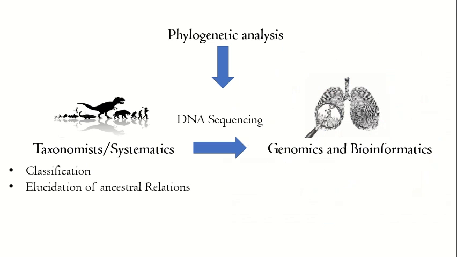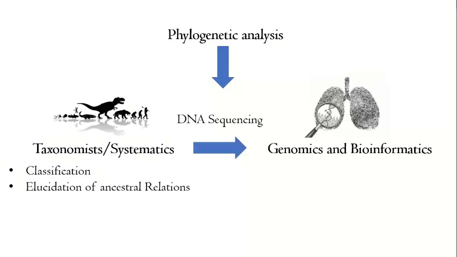Phylogenetic analysis was once a tool used by taxonomists, or as they are now called, systematists, for the classification and elucidation of ancestral relationships among organisms. With the advent of DNA sequencing, the horizon of this field was extended to genomics and bioinformatics, where it is now considered a backbone of these fields. And hence there exists a need for biological professionals to develop a basic familiarity with phylogenetics. And here we will see how to make beautiful, elaborative and descriptive phylogenetic trees.